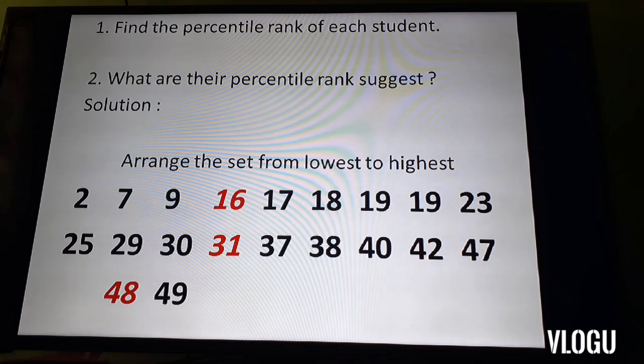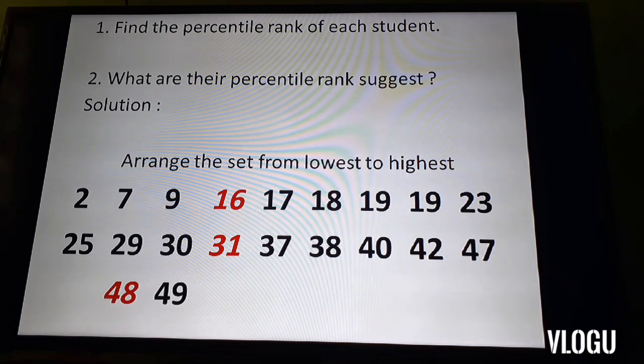Yung nakapula po dyan, yun po yung ranking or scores ng bawat bata na sinabi po natin. So, yung 16, yun po yung score ni John. Yung 31, yun po yung score ni Mario. At yung 48 naman po na kulay pula, yun po yung score ni Silene. Ano nga po ulit ang gagawin natin? Hanapin natin ang kanilang percentile rank.